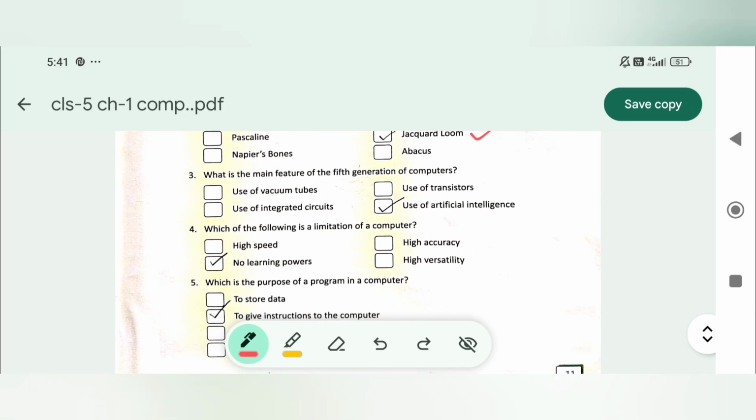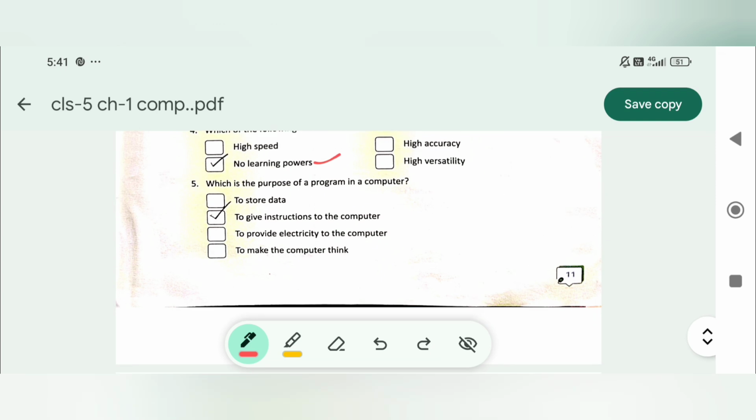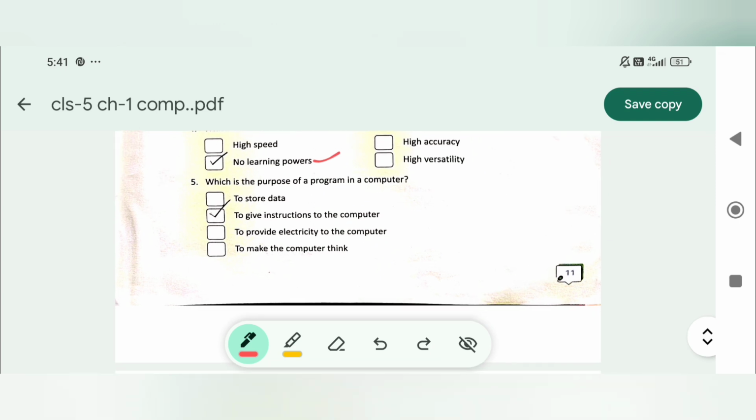Jacquard loom. What is the main feature of the fifth generation computers? Use of artificial intelligence. Which of the following is a limitation of a computer? No learning powers. Which is the purpose of a program in a computer? To give instructions to the computer.